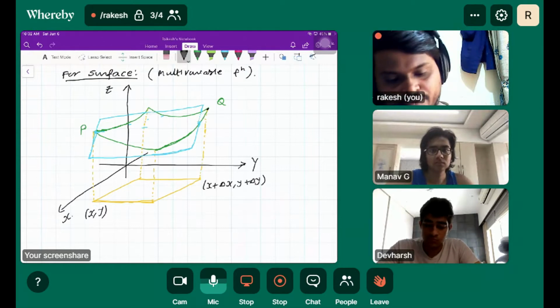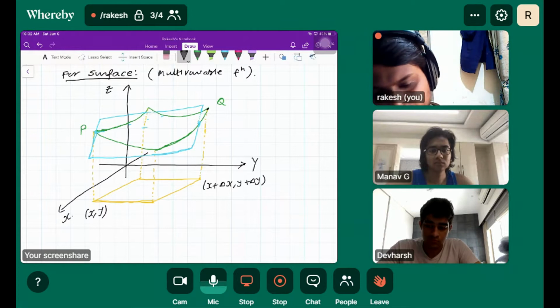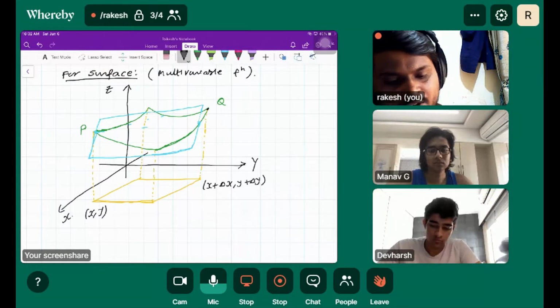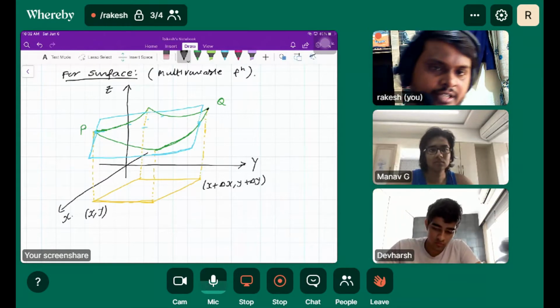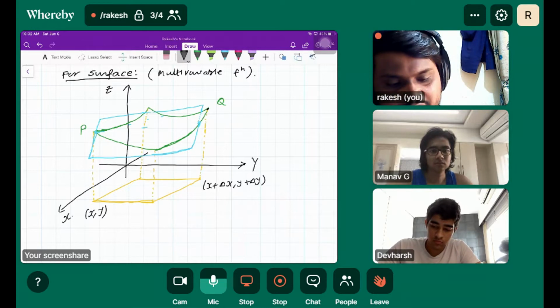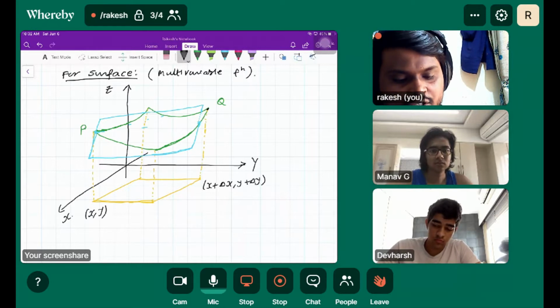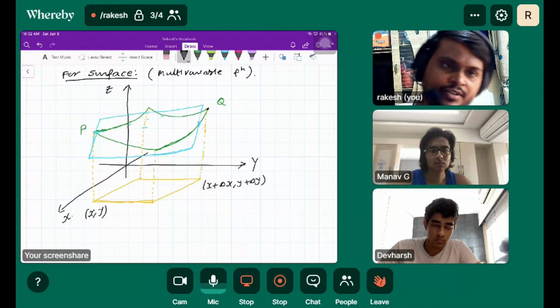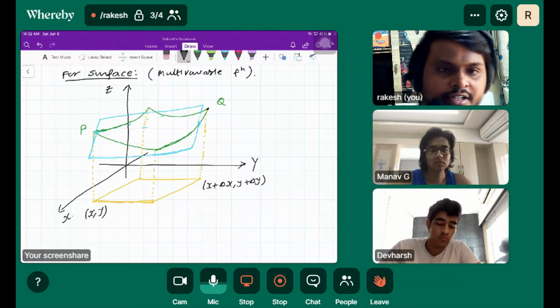See, first of all, we have to travel along. How to approach Q from P? How would we approach Q from P? Basically, first we have to travel along del y like this, and then del x, or either way. It is not written. I have written something here.